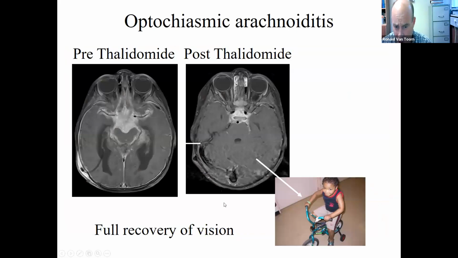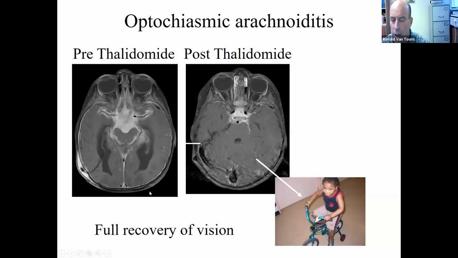Another nasty complication that you may get from tuberculous meningitis is that the vision is threatened because of what we call optochiasmic arachnoiditis. In this scan, you can see thick inflammatory exudate, which covers the brainstem, the optic chiasm as well as the optic nerves.